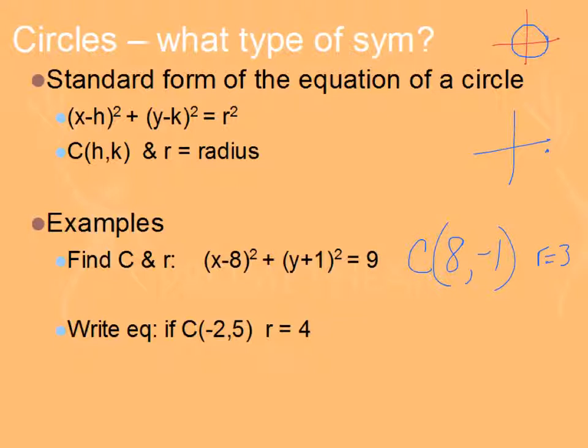If I were going to graph this, from the center point that I found, I'd go up 3, plot a point, down 3, plot a point, right 3, left 3, get 4 points, and I could sketch my circle there.